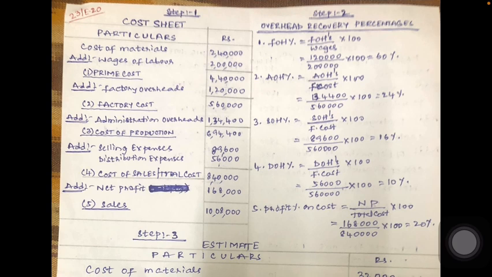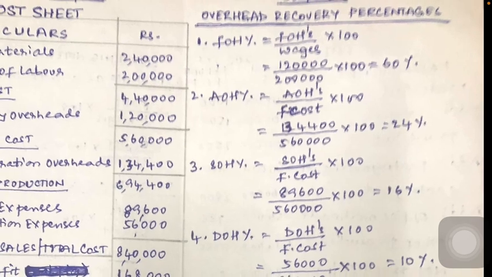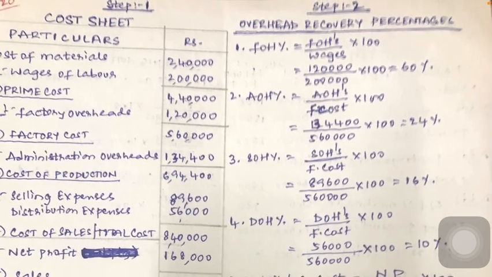Sales are given, so difference between sales and cost of sales is net profit, which is 1,68,000. So net profit is the answer in the cost sheet, step number 1, which is 1,68,000. Step 2, we have to calculate overhead recovery percentages. Factory overhead percentage, formula factory overheads by wages into 100. Factory overheads in the cost sheet 1,20,000 divided by wages recorded in the cost sheet 2 lakhs into 100, 60%.